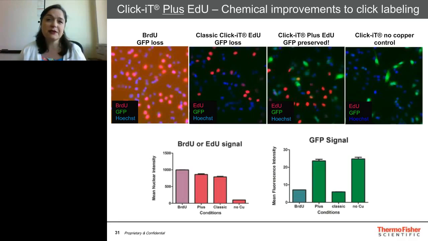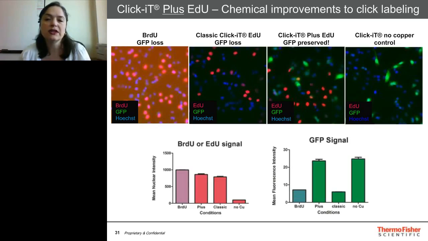So a lot of customers talked to us and said, you know, we really would like to be able to look at proliferation using this non-radioactive quick way, but we want to be able to see our GFP signal as well. So a colleague of mine developed ClickIt Plus EDU, and that's where the reaction has been reformulated. It preserves the GFP signal and the EDU signal, and that's what you're seeing in that third panel.